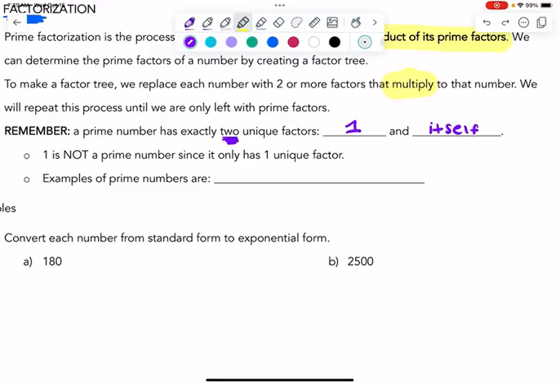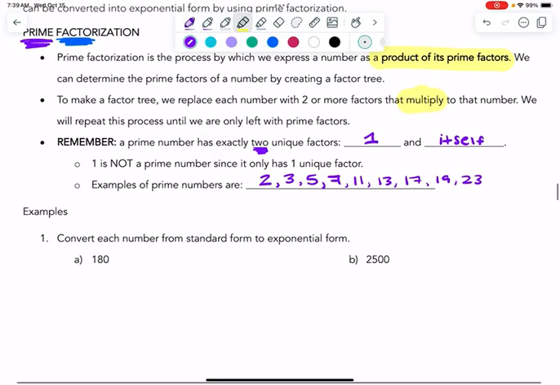But some of the prime numbers that we know and we love are 2, because the only factors of 2 are 1 and itself. 3, because the only factors of 3 are 1 and itself. 5, because the only factors of 5 are 1 and itself. And then I can continue on. 7, 11, 13, 17, 19, 23, etc. Okay? But these ones here are our smaller prime numbers.